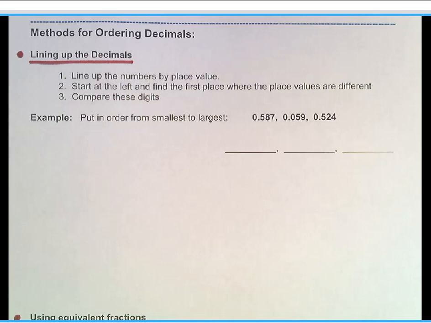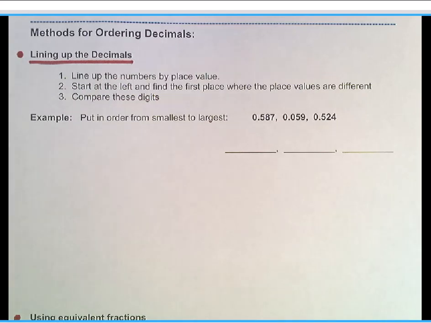We're going to look at two methods for how you can order a group of decimals. The first way we're going to do it is by lining up the decimals. So if you are asked to put a group of decimal numbers in order, start by lining up the numbers by place value, on top of each other vertically. Then you start at the left, move to the right, and at the first place where the place values are different, you'll be able to tell which one is bigger and which one's smaller. And that's how we're going to compare.